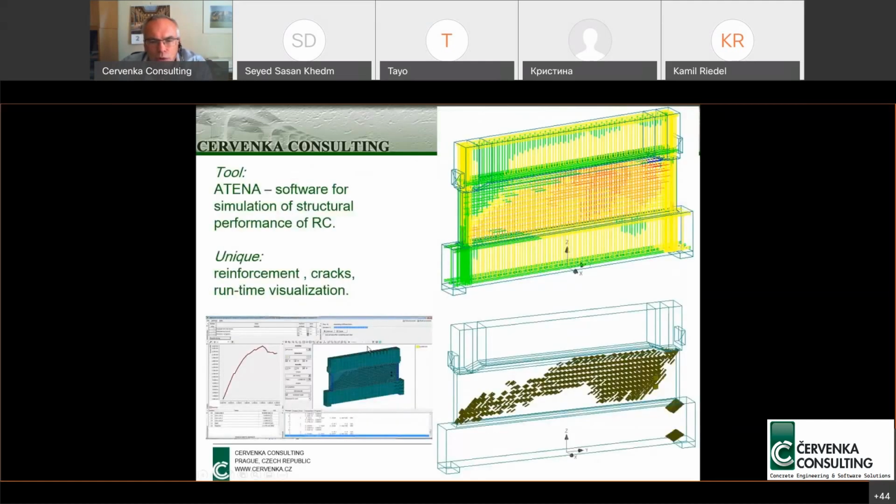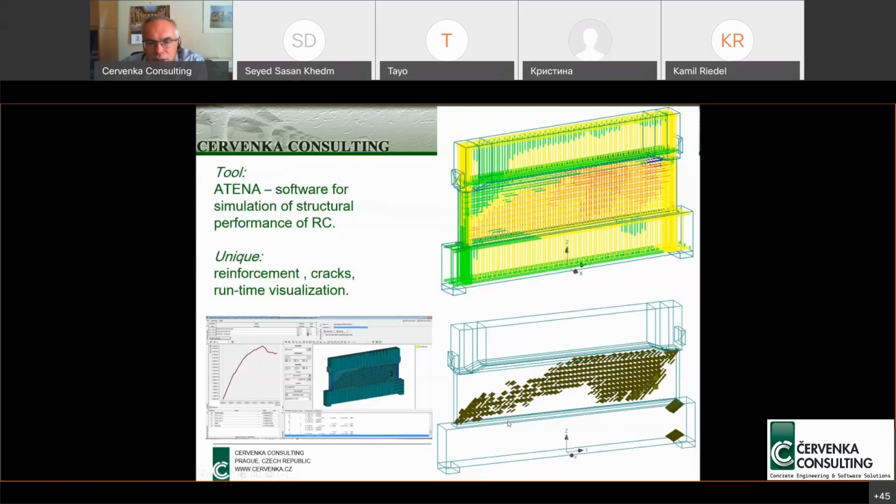So let me now go to this reinforcement modeling. Let's basically summarize how ATENA models reinforcement. In ATENA, we can have a very detailed model of reinforcement if necessary. That means each reinforcing bar can be modeled. It can be straight, it can be curved. And then we can perform nonlinear analysis of this.